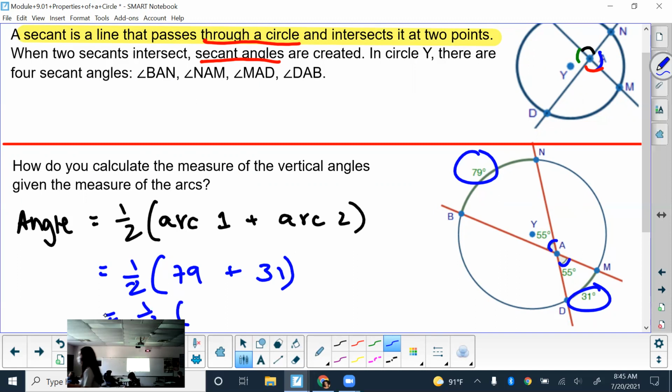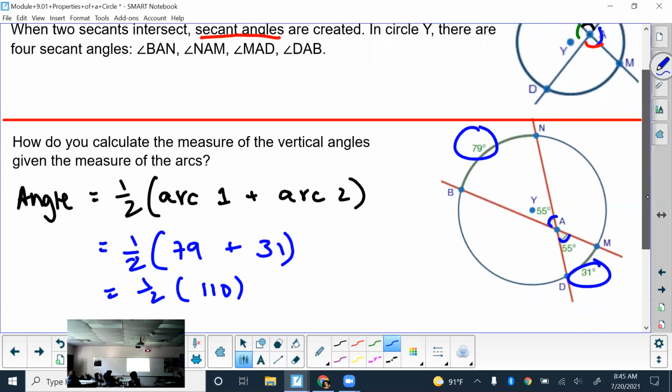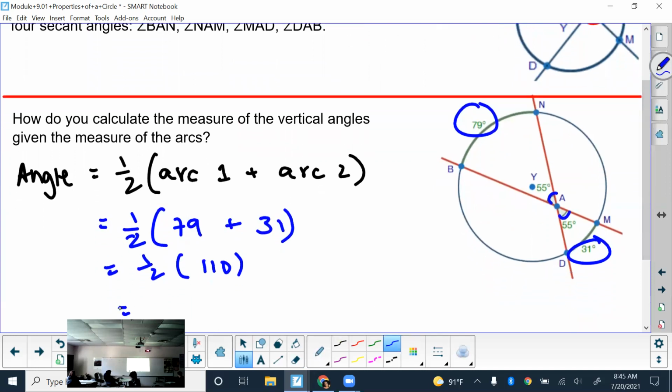What is 79 plus 31? 110. And then half of that would be 55. So it is labeled in the picture, but if it wasn't, then that's how you find it.